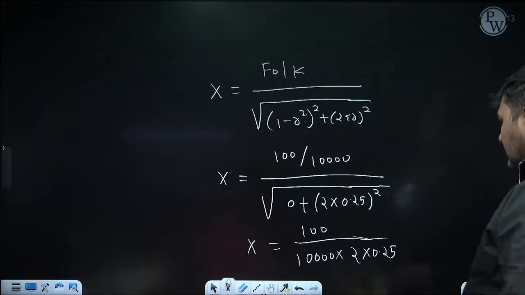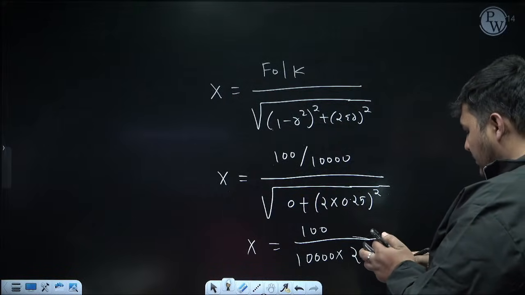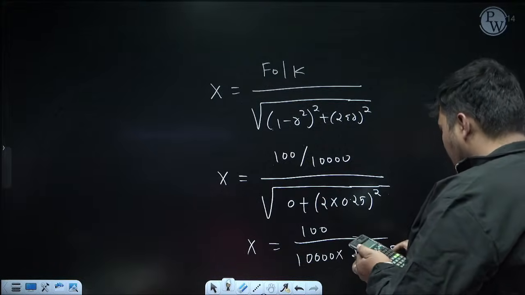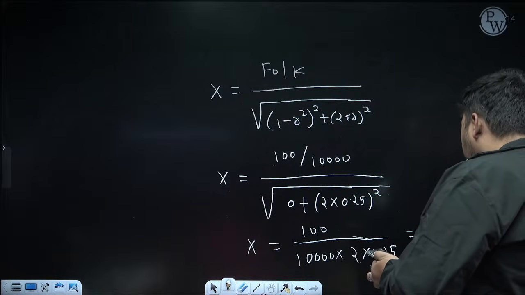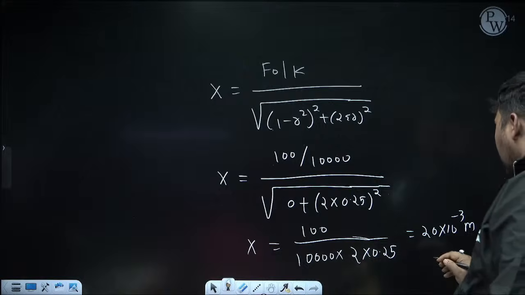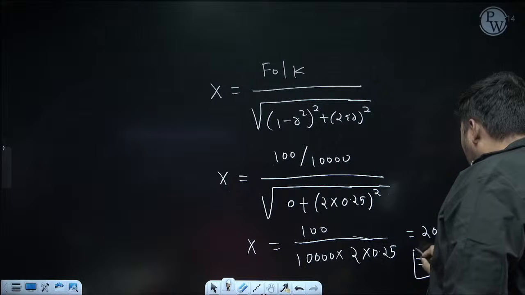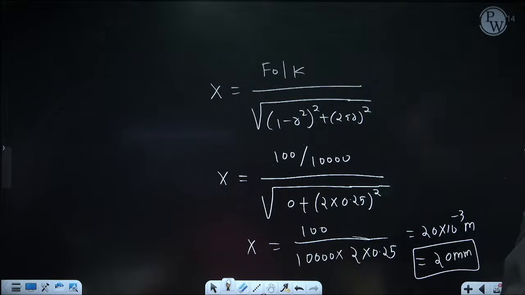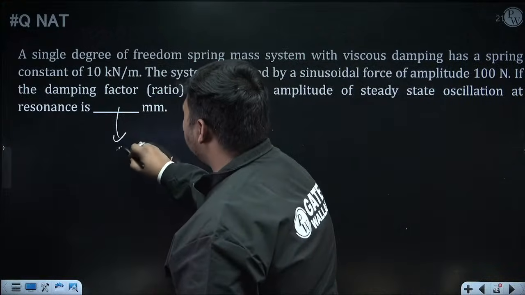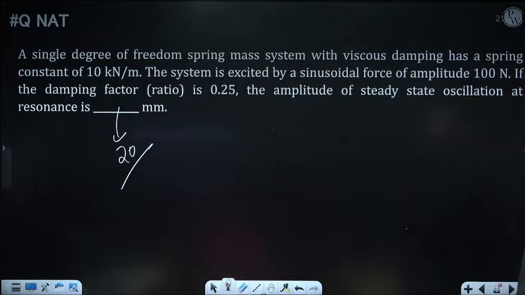Okay. So how much is it coming? 100 upon 10,000 into 2 into 0.25. It is coming 20 into 10 to the minus 3 meter. You can check the calculation. Now the examiner is asking in mm, so it will be 20 mm. So for this question, the value of steady state amplitude is coming 20. Clear? So this is the answer for this question.